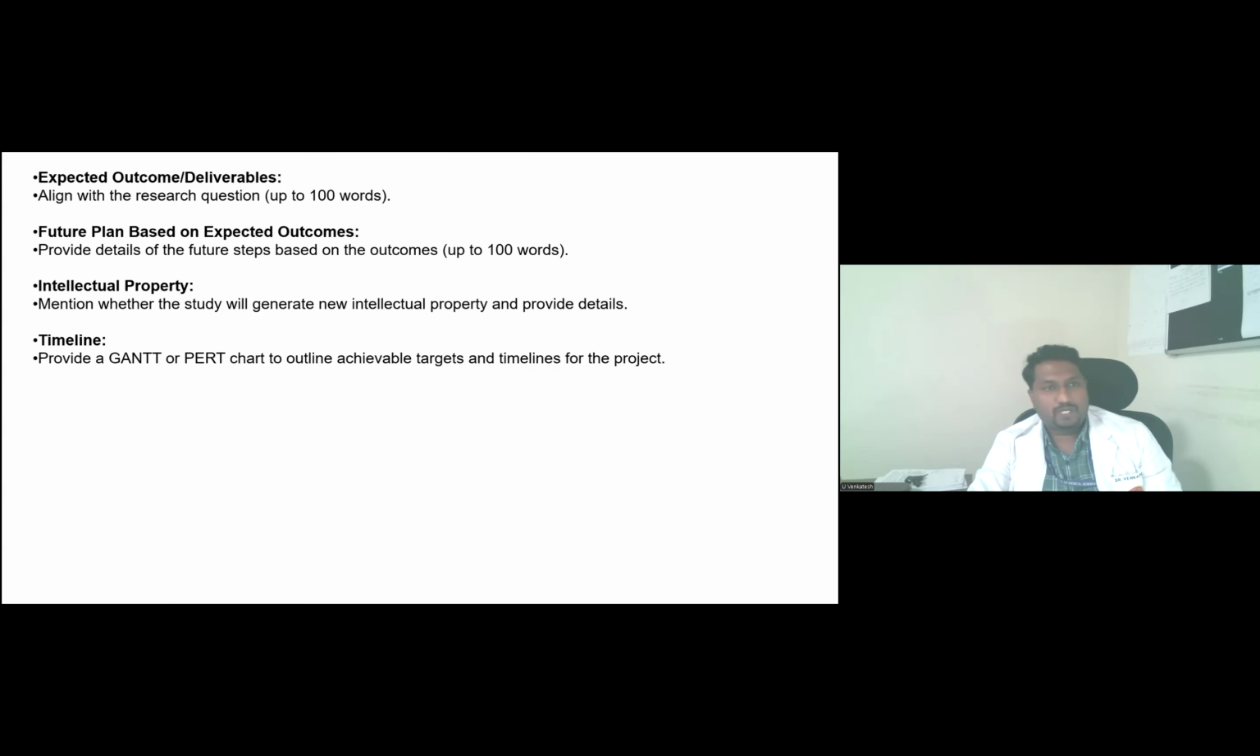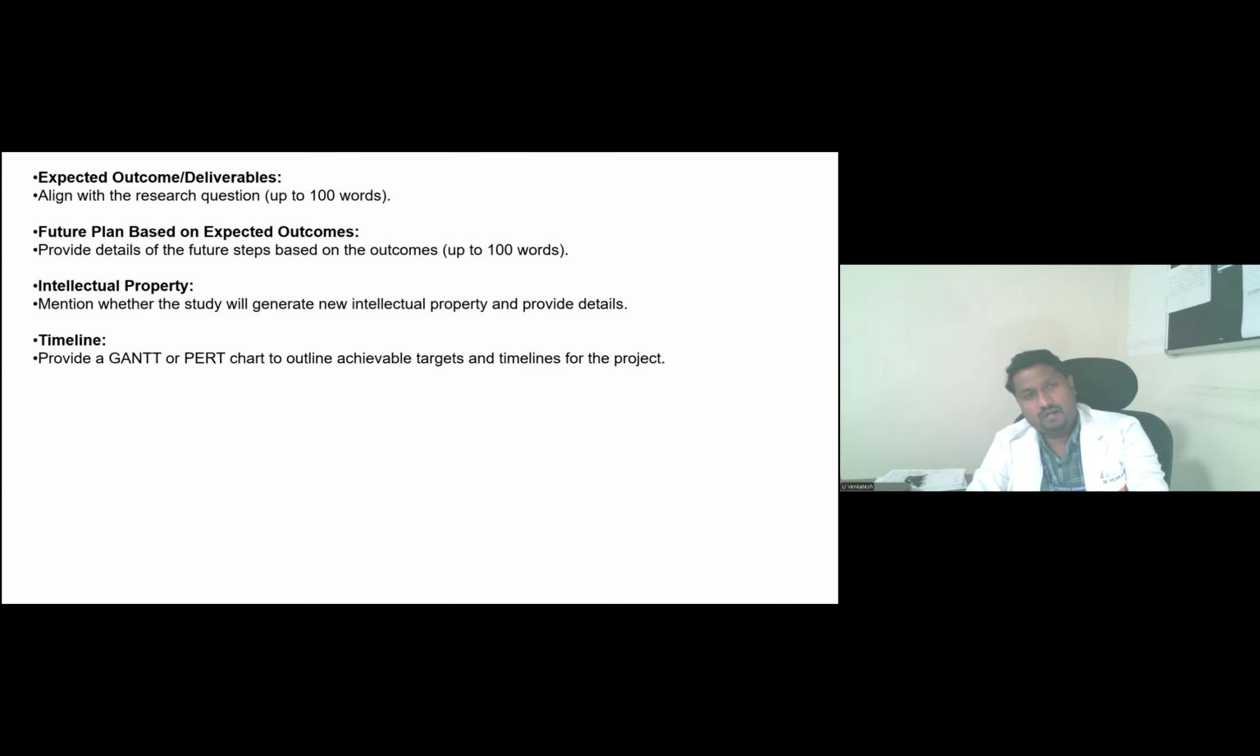For the third objective as well. That is why I said, on the first day of the call itself, or in the first week of the call itself, open the website and take a snapshot of all the pages, and accordingly you start preparing the protocols. Then expected outcomes and deliverables.